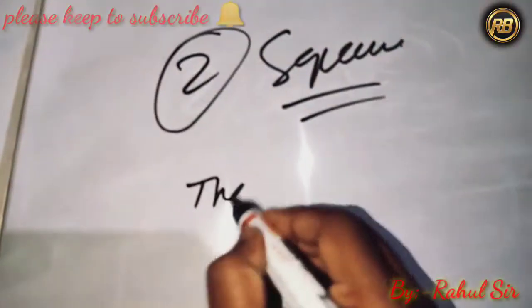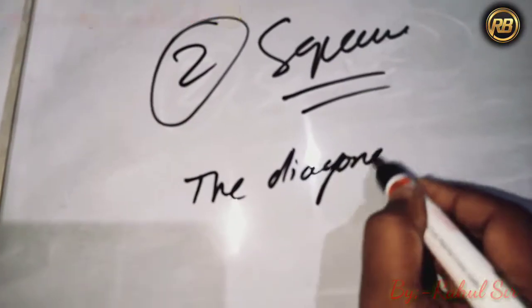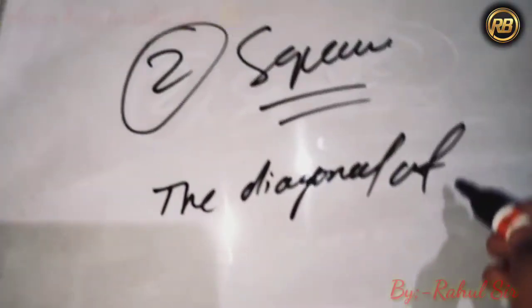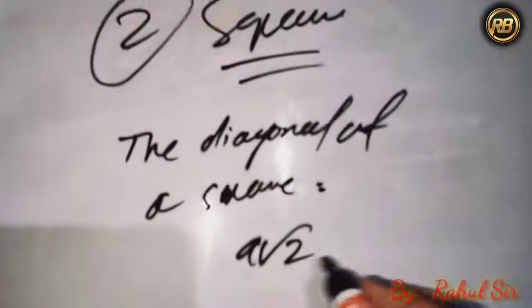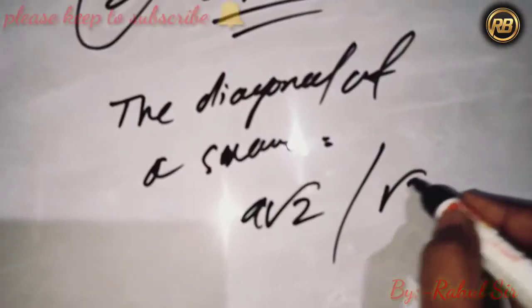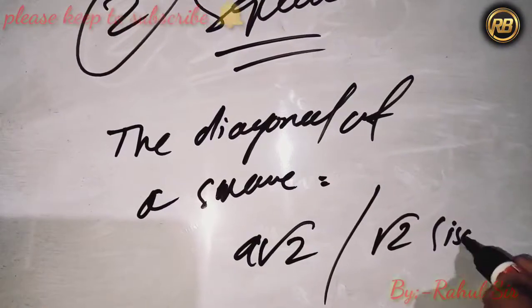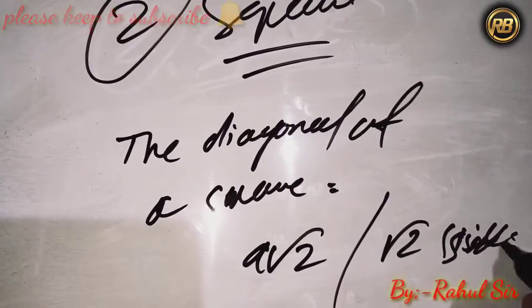Now find the diagonal. The diagonal of a square is equal to root 2 times the side.